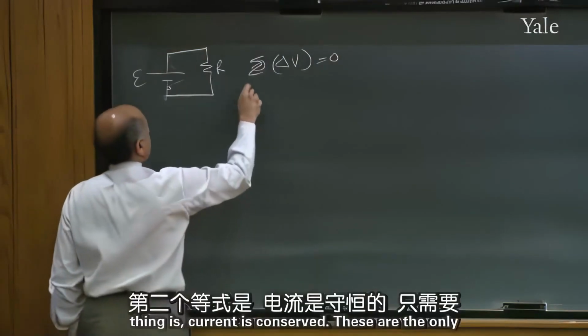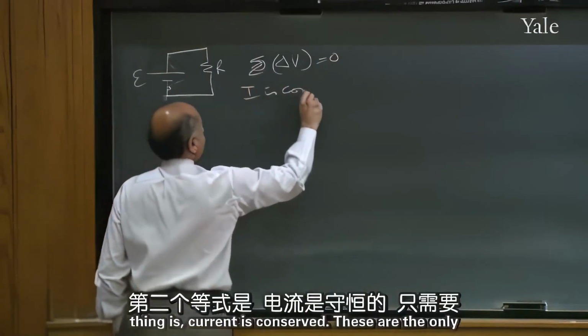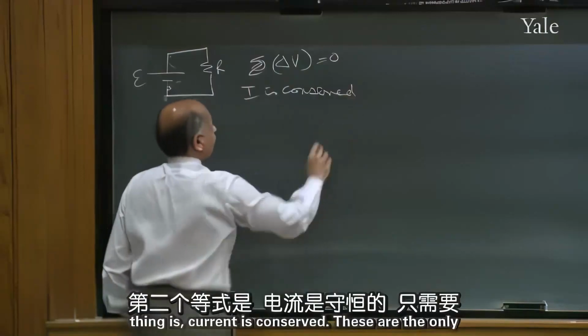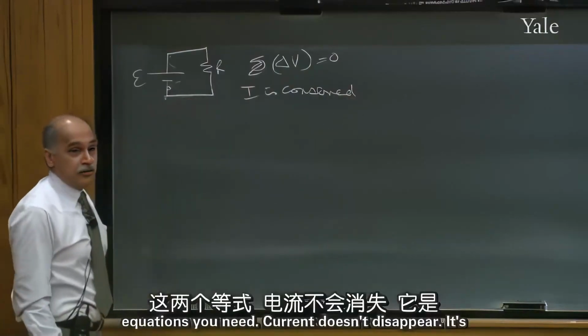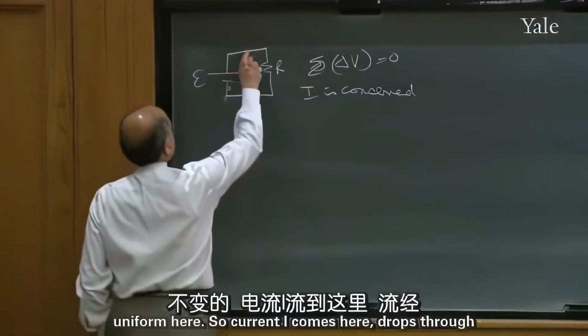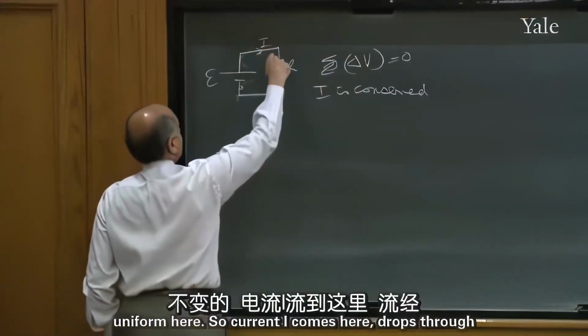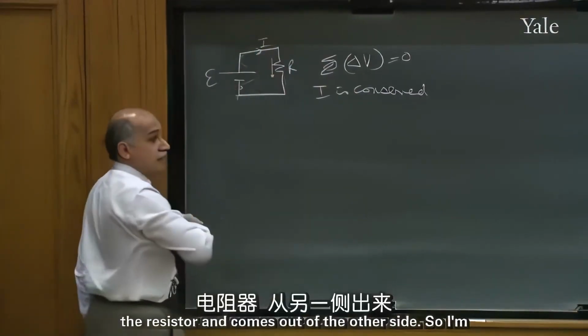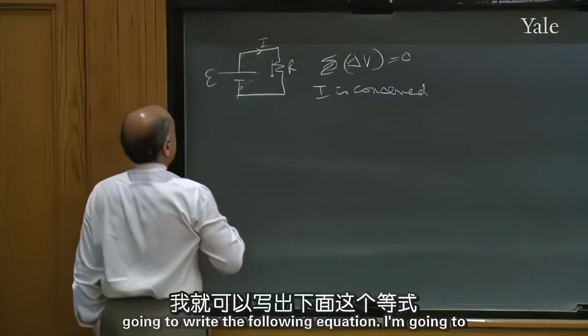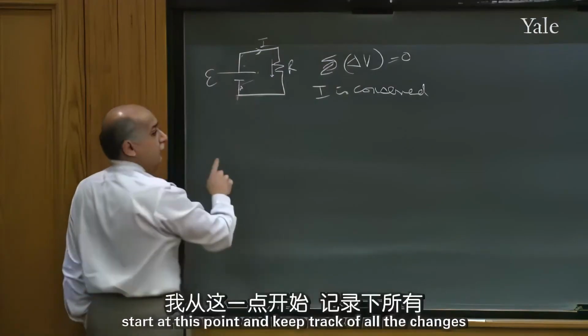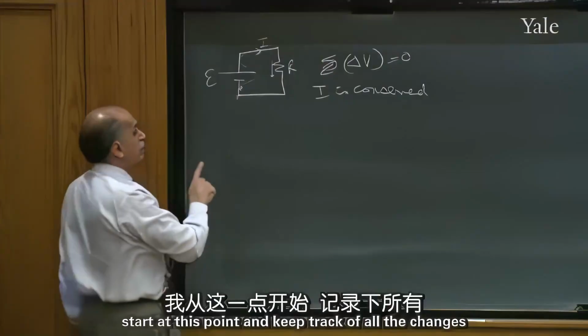Second thing is, current is conserved. These are the only equations you need. Current doesn't disappear. It's uniform here. So current I comes here, drops through the resistor, and comes out the other side. So I'm going to write the following equation. I'm going to start at this point and keep track of all the changes in voltage.